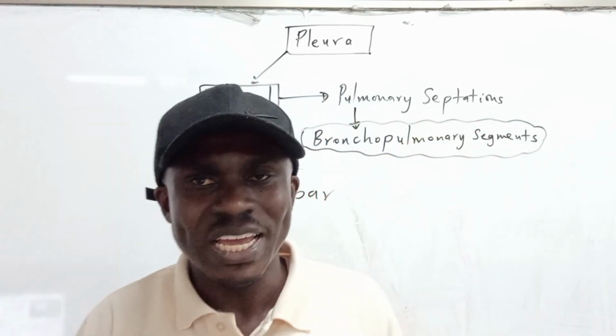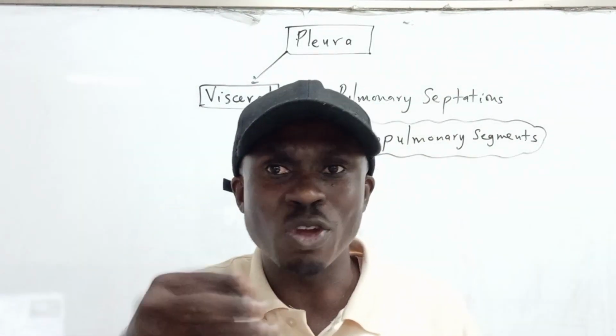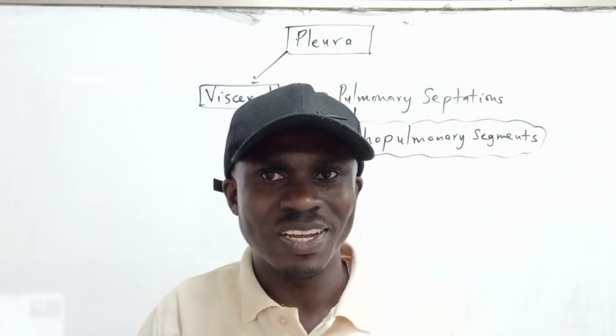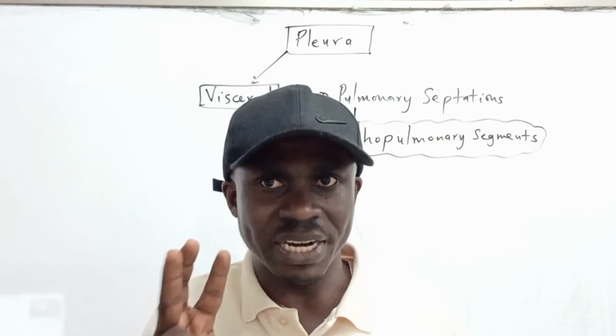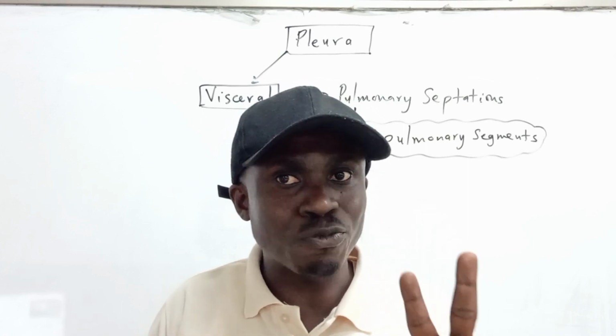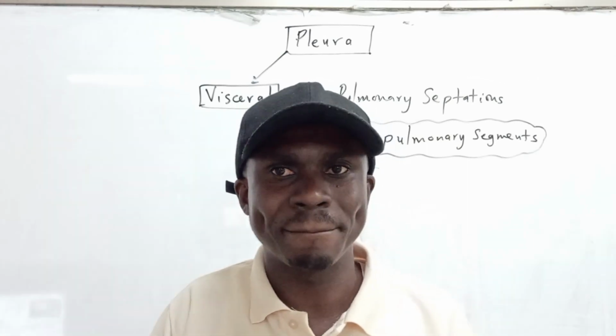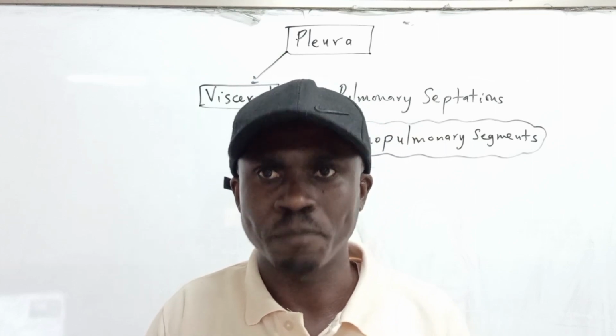As I told you, the right lung has 3 lobes. So how many lobar or secondary bronchi are you going to have? You tell me 3. That of the left, because you have 2 lobes, there will be 2 lobar bronchi. Yes, that's what we see.